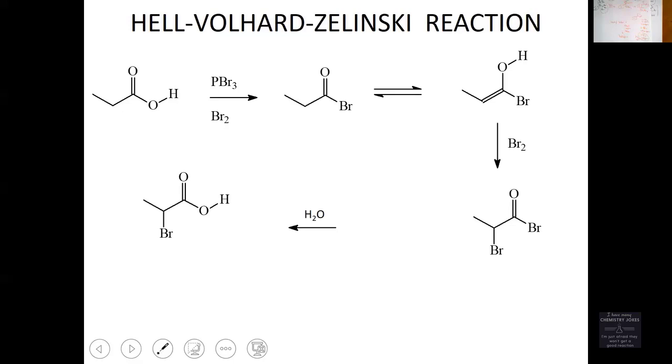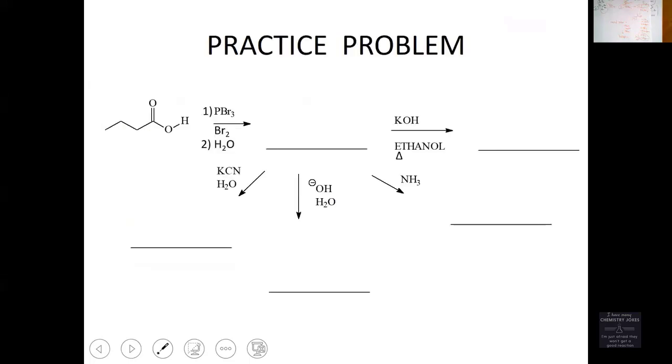Mechanistically, could we draw it? Yeah, potentially, kind of, sort of. Do we need to be able to? Nah. The overall result is carboxylic acid plus PBr3 and Br2, followed by water, because water has to be added to hydrolyze the acid bromide, results in an alpha bromo being added to your carboxylic acid. Let's see it in action one more time. PBr3 and Br2, followed by water, alpha bromo on your carboxylic acid. And then you can do various things with that alpha bromo.